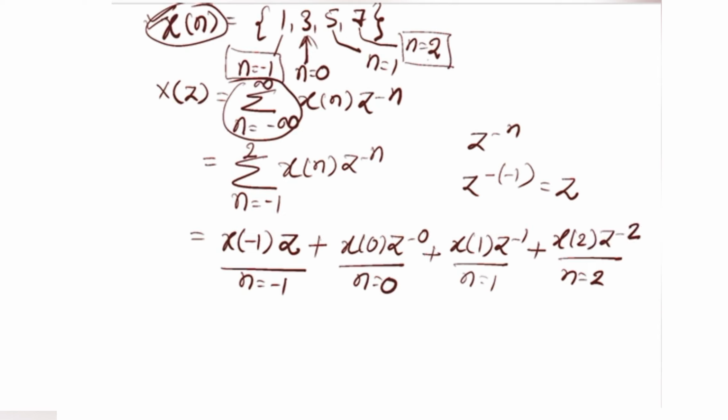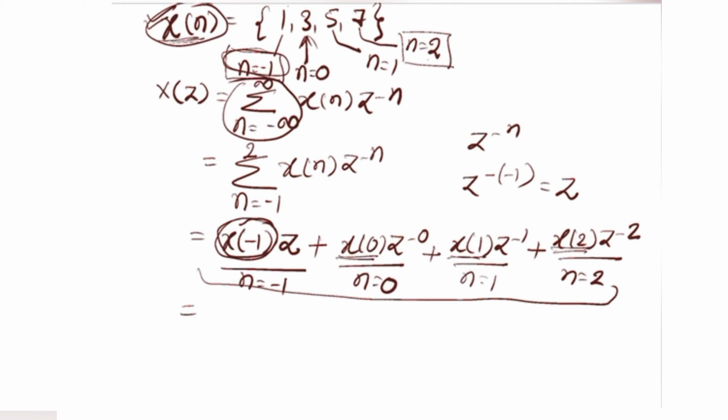Now what we are supposed to do, we have to put these values x minus 1, x0, x1, x2. We have to put these all signal values into this equation. So we will start putting these values. X at minus 1, that means x[n] at n equals minus 1. The value is 1. So we will put a 1 here.